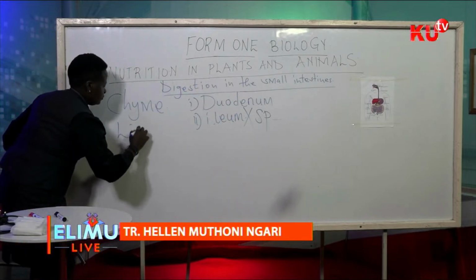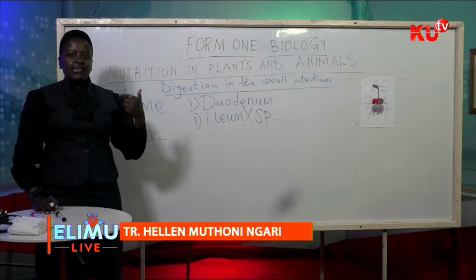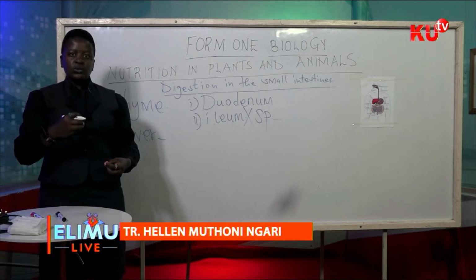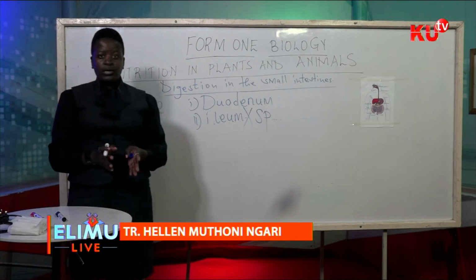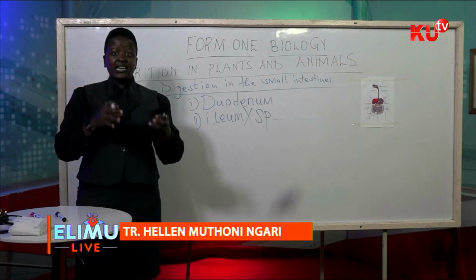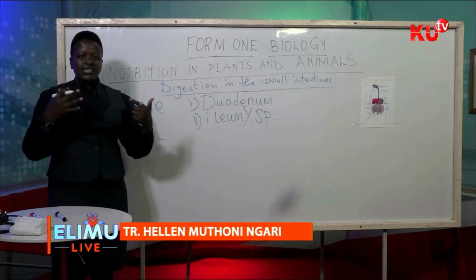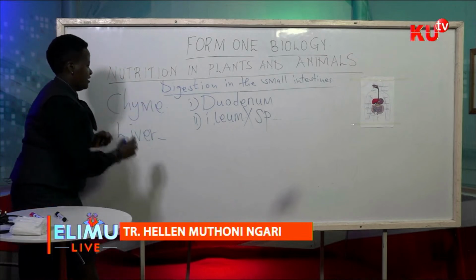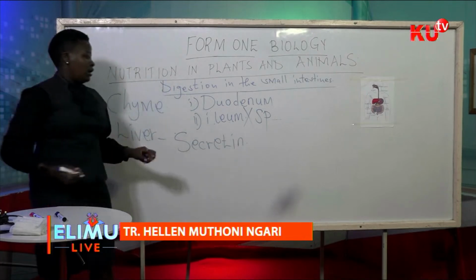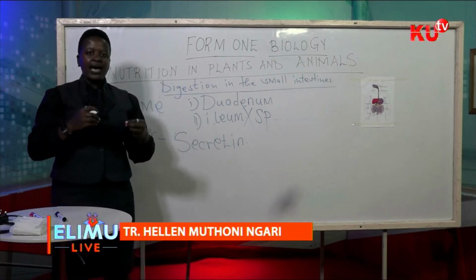The liver is the largest internal organ of our bodies, and this liver secretes a substance, but before it secretes a substance, there is usually a hormone produced. Now, a hormone is a substance that initiates a process. I repeat, a hormone is a substance that initiates a process. So the presence of food in the duodenum will cause the secretion of a hormone called secretin.